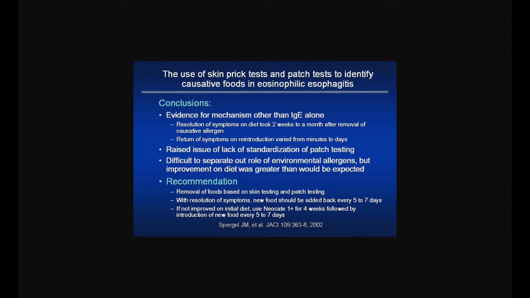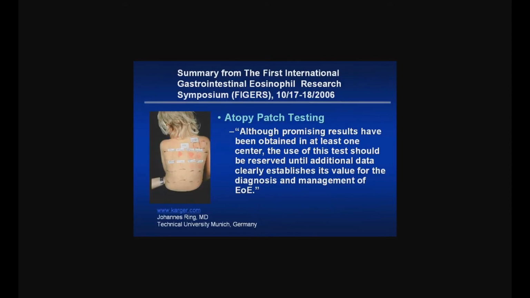So their recommendation was that you remove foods based on skin testing and patch testing, and that after all the symptoms are gone, you can add foods back to see which foods cause symptoms, and if they don't get better, you might need to use an elemental formula and then introduce foods every 5 to 7 days. That was their suggestion at that point. If we look at the consensus report, the first one, they said, although promising results have been obtained in at least one center, that's Dr. Spergel's, the use of this test should be reserved until additional data clearly establishes its value.